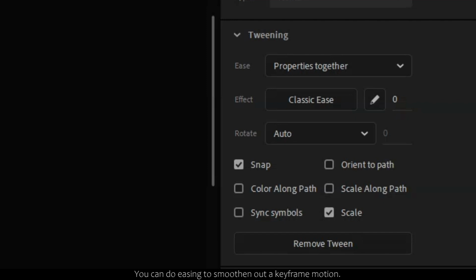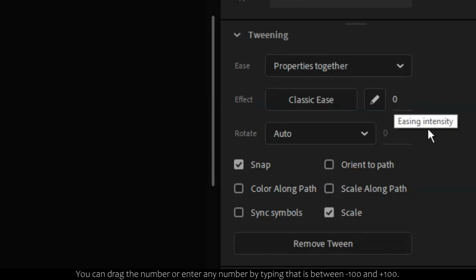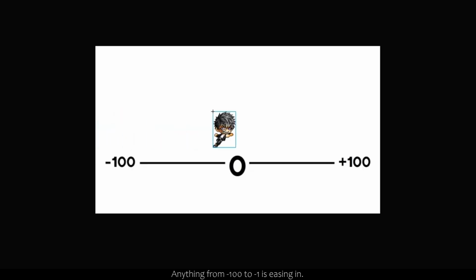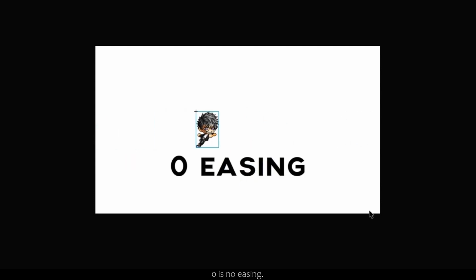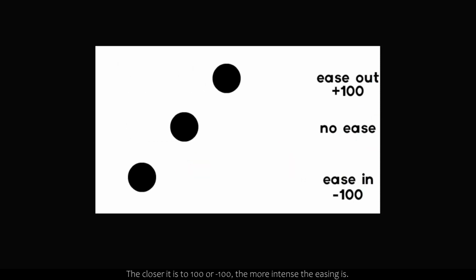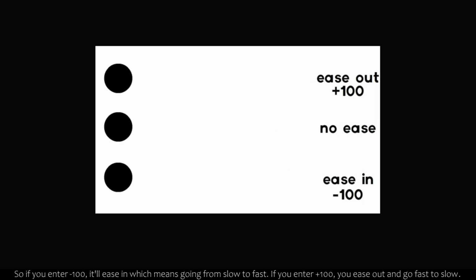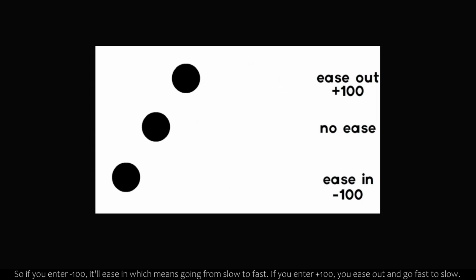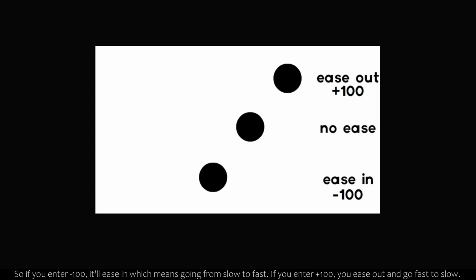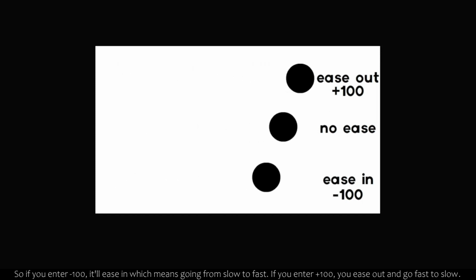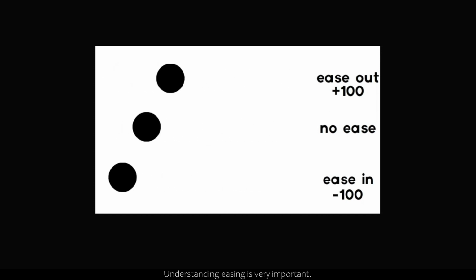You can do easing to smoothen out a keyframe motion. You can drag the number or enter any number by typing anything that's between -100 and +100. Anything from -100 to -1 is easing in. Anything from +1 to 100 is easing out. 0 is no easing. The closer it is to 100 or -100, the more intense the easing is. So if you enter -100, it'll ease in, which means going from slow to fast. If you enter +100, you'll ease out and go fast to slow. Understanding easing is very important.